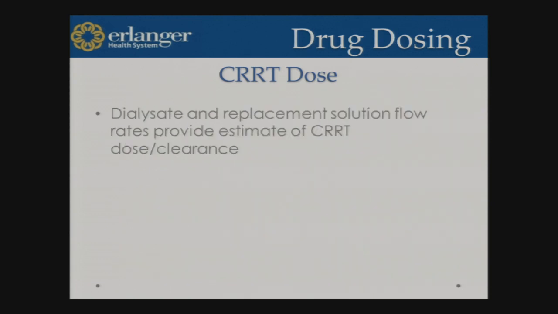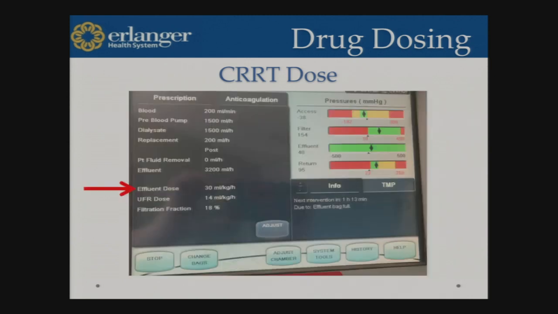An easier way to look at this is to take your replacement solutions and your dialysate, add that up, and divide by the patient's weight, and that's going to give you a good rough estimate. Don't worry about your ultrafiltration fluid removal rate. It's negligible when we're talking about dose, okay? So this is a picture of the screen, so if you don't want to calculate this, effluent dose is what we're looking at on the CRT machine screen. And if you pull up the CRT flow sheet in Epic, the nurses also input what this effluent dose is in that flow sheet. So again, you don't have to do the math if you don't want to.